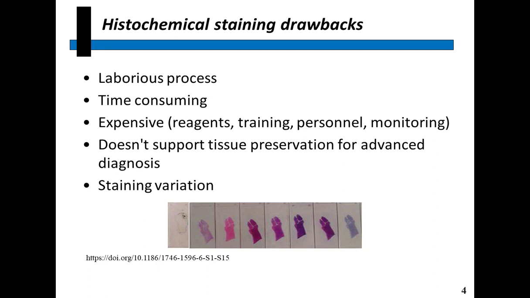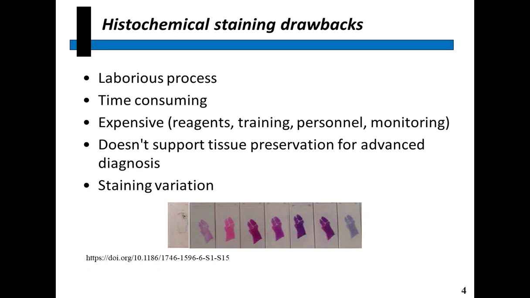So histochemical staining has a few drawbacks. First of all, it's a laborious process. It is time-consuming, especially if you go to more of a special stain. It's an expensive process which requires multiple chemical reagents. It requires training, specific personnel, histotechnologists that are doing the staining. It requires a lab space. Some of those stains require monitoring by the histotechnologist.